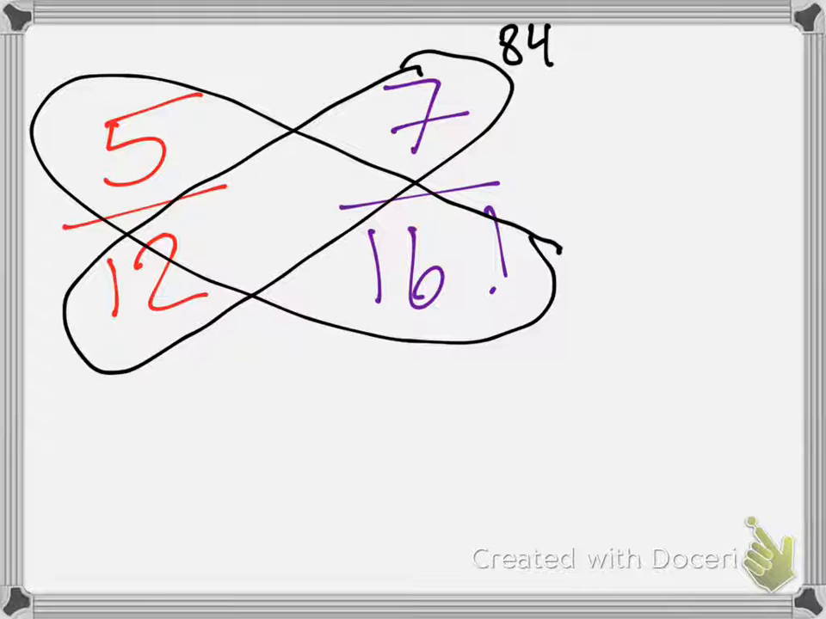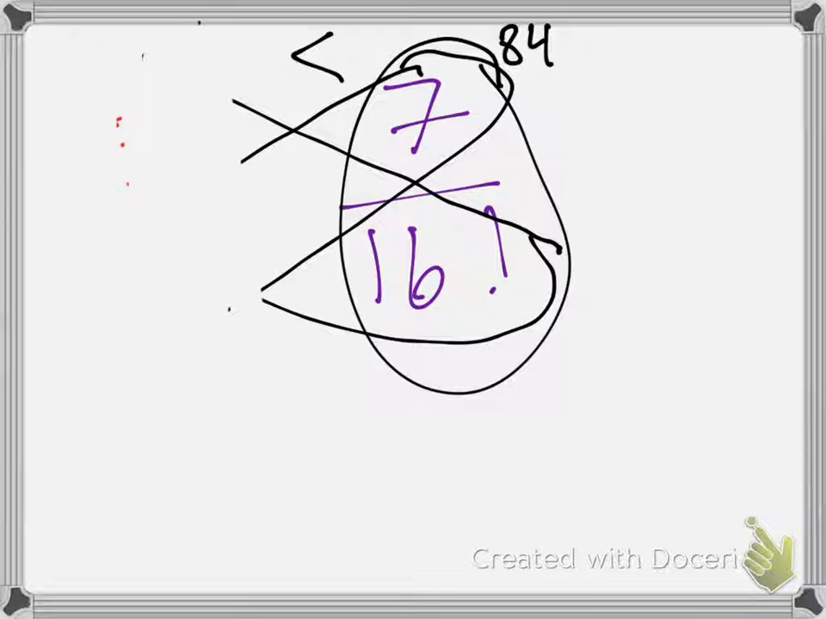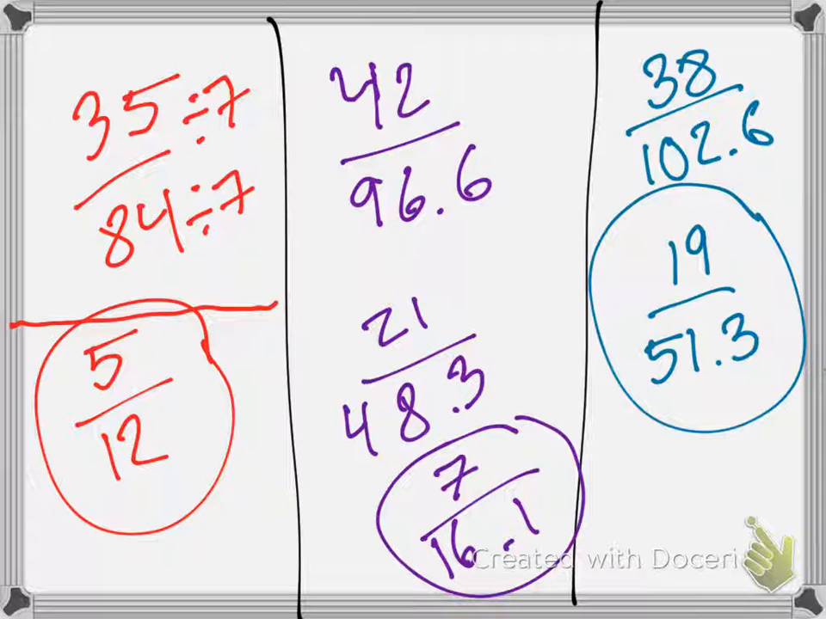What's 5 times 16? Yeah, it's 80, so this becomes 80.5. Which one's bigger? 84 is bigger. So far, Evans is bigger. He lost. This guy's out. So, now, we're going to compare Evans to Loza.